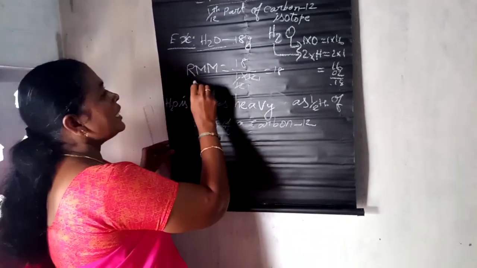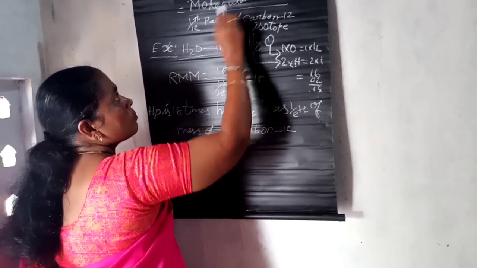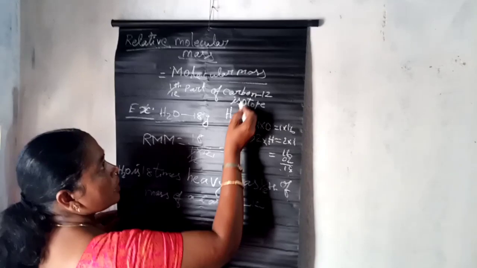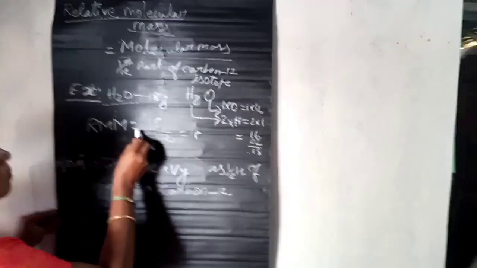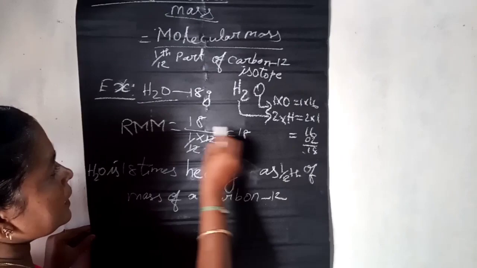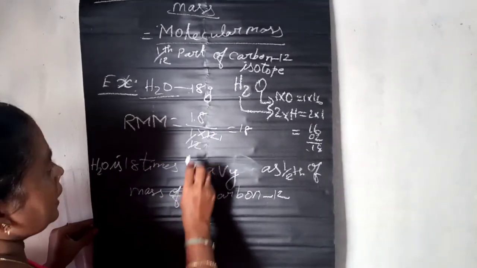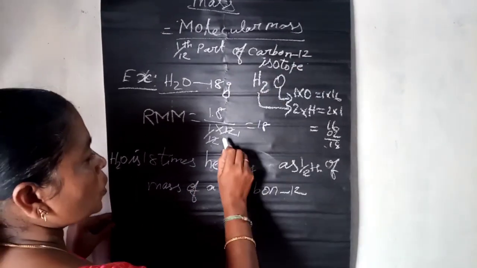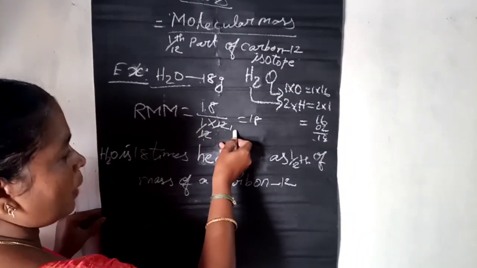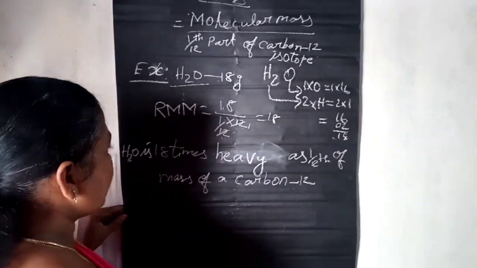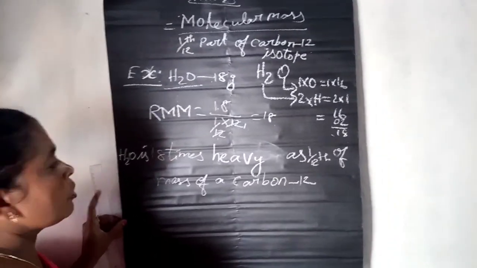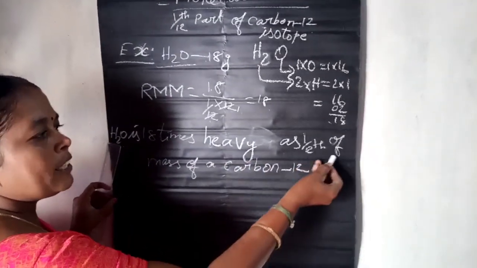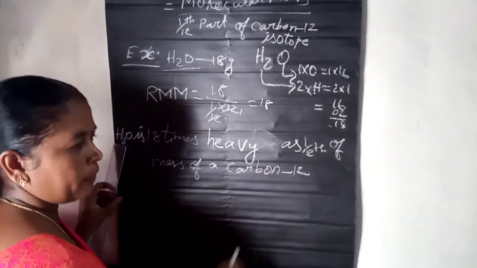Okay, next relative molecular mass. You know the formula. Molecular mass of substance, that is here water, divided by 1 by 12th part of carbon 12 isotope. Relative molecular mass equal to mass of H2O, which is 18. So you have to replace it by 18. And carbon, 1 by 12th part of, so 1 by 12. Carbon 12 isotope mass is 12. So 12 cancels. So 18 divided by 1 is equal to 18. So how will you say relative molecular mass? It means H2O is 18 times heavier than 1 by 12th part of the mass of a carbon 12 isotope.